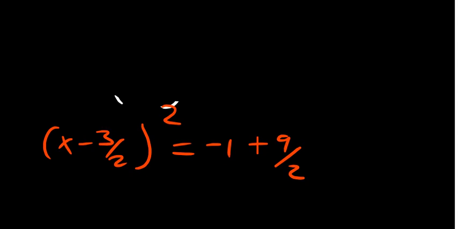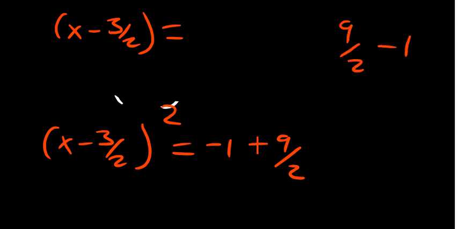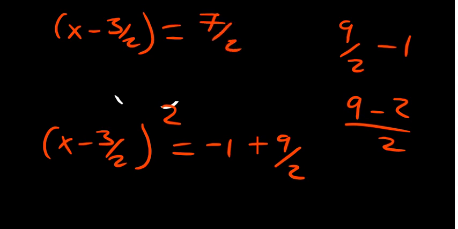So at this point we have (x − 3/2)² being equal to negative 1 plus 9/2, which is the same as 9/2 minus 1. So 2 times the negative 1 will be a minus 2. So you have (9 − 2)/2, which is basically 7/2. So you have a square on that side there.